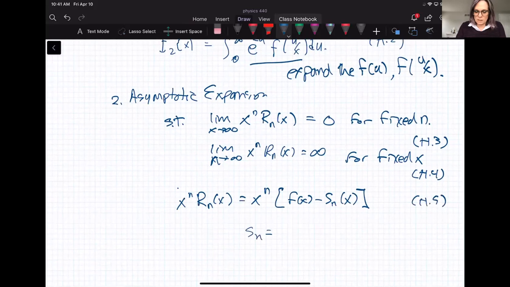S sub n is just equal to a naught plus a1 over x plus up to an over x to the n.